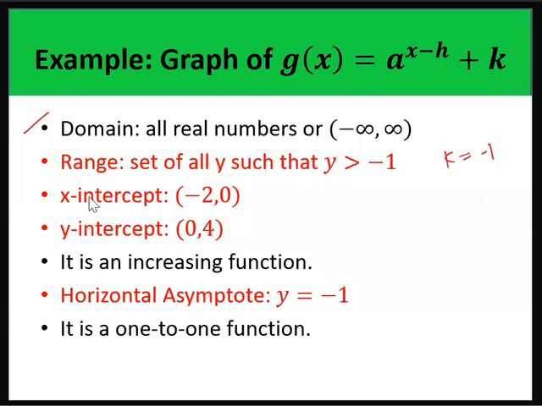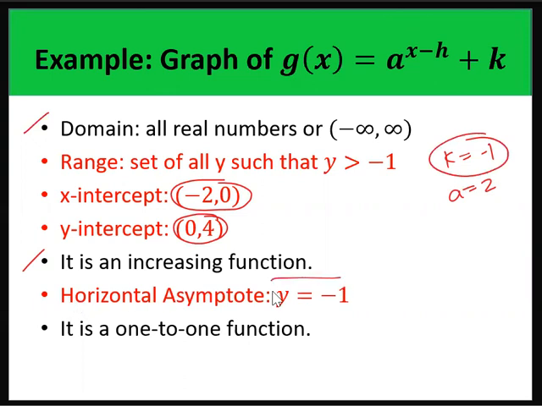So since we move 1 unit downward, there will be an x-intercept, which is negative 2 comma 0. Then the y-intercept is 0 comma 4. It's still an increasing function because the base is equal to 2, which is higher than 1. And then since k is equal to negative 1, the horizontal asymptote will be y is equal to negative 1, and it is still a one-to-one function.